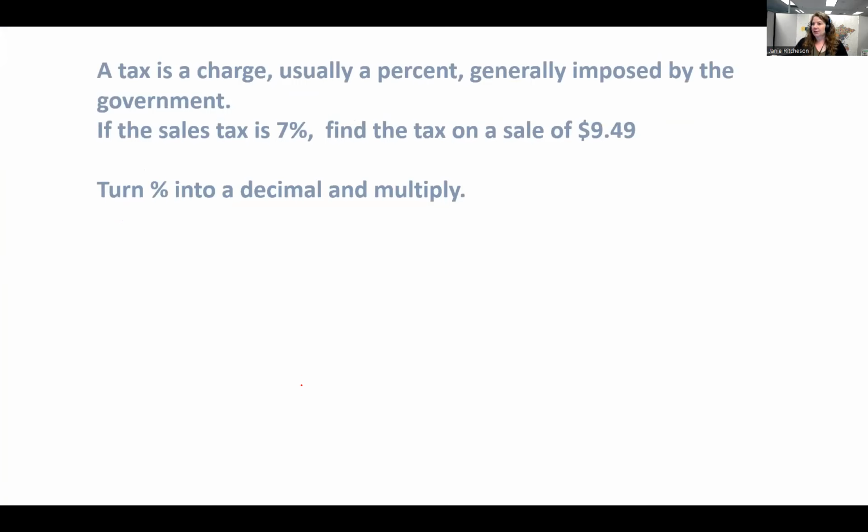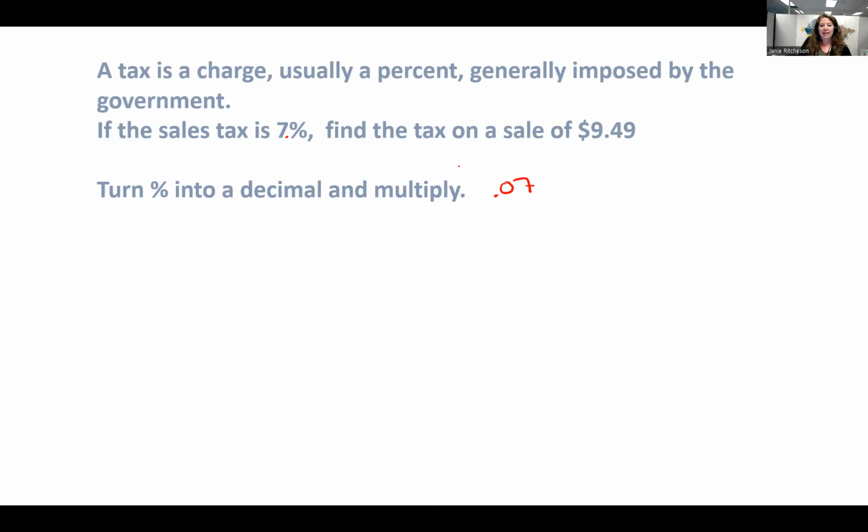All right, so let's look at this situation. It says a tax is a charge, usually a percent, generally imposed by the government. If the sales tax is 7%, find the tax on a sale of $9.49. So the first thing we're going to do is turn our percent into a decimal and multiply. So 7%, our decimal would be sitting to the right of 7. We're going to move it up 2 places. So 7% is equal to 0.07.